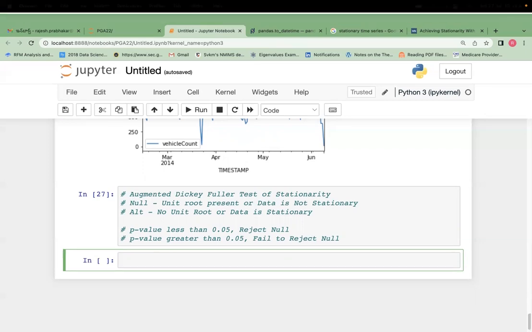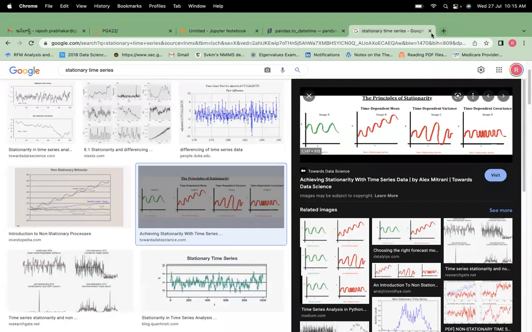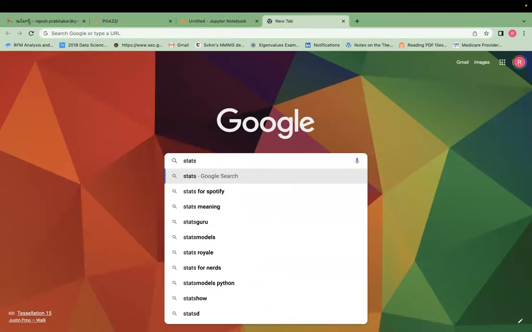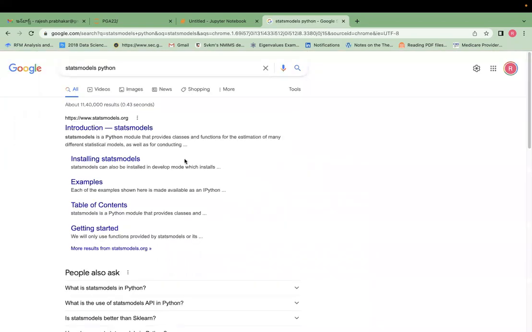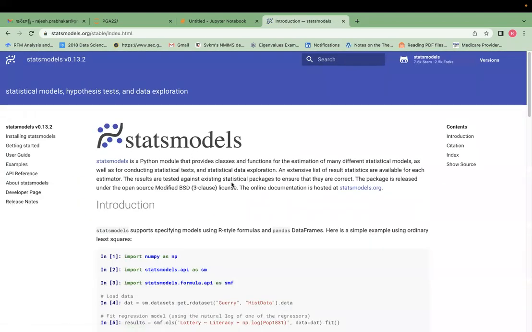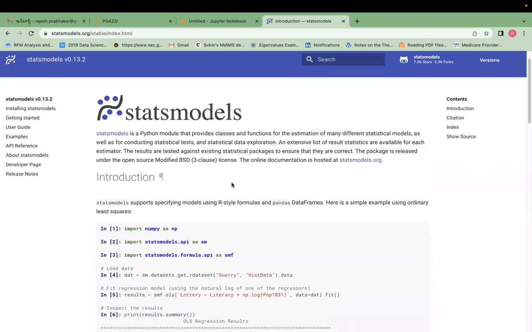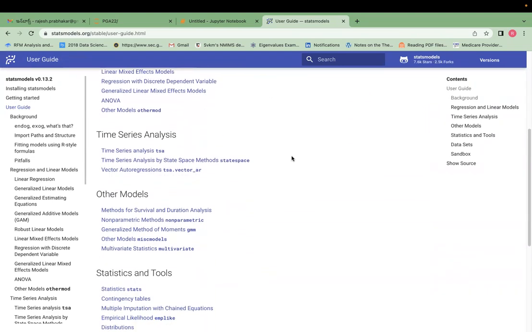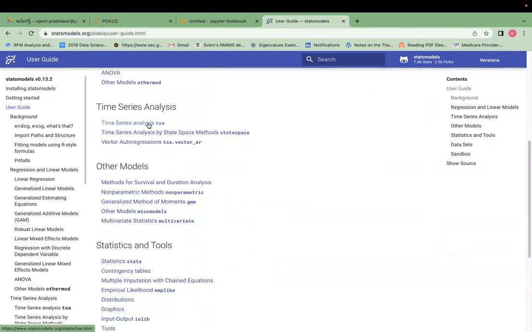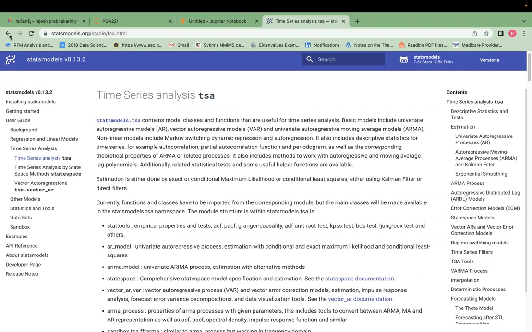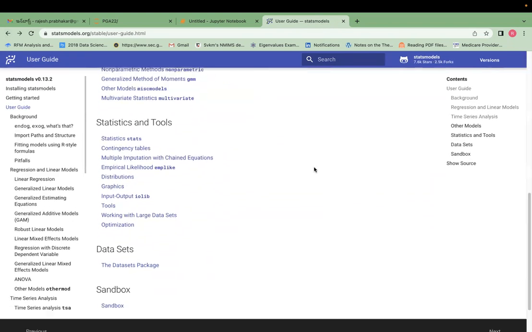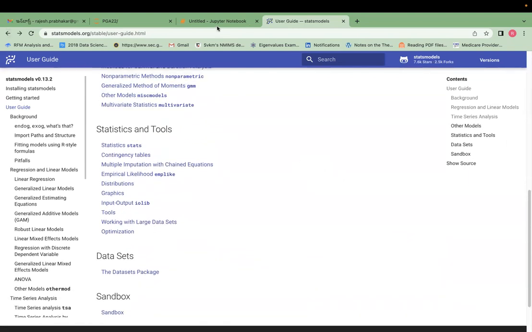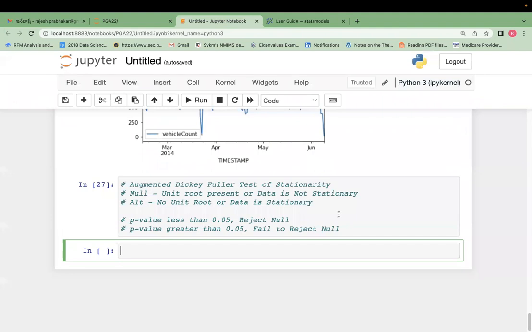Okay. Now, in Python, we have the statsmodels library. Statsmodels is a library in Python that helps us deal with time series data. It is the library that we use for time series analysis, TSA. We have a lot of methods in statsmodels.